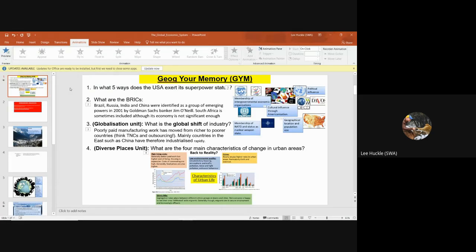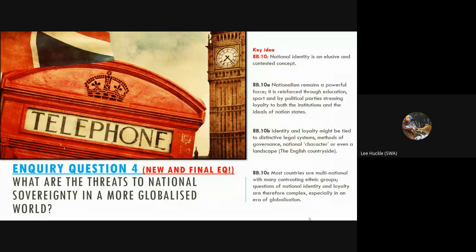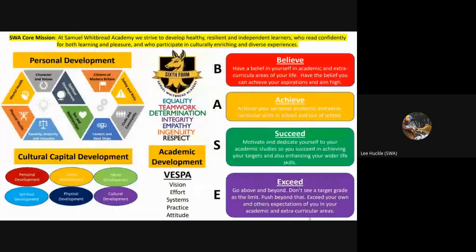So let's remind ourselves of what we did here. So this is where we began. The objective: we covered nationalism in EQ2, but bringing it back here to explain how nationalism is enforced and understand how globalization means national identity and loyalty are complex. So we began by exploring in more depth, even though I'd introduced the term sovereignty to you in EQ1, what is sovereignty? If you want to return to that clip, go to the sixth form learning platform and click on the link.